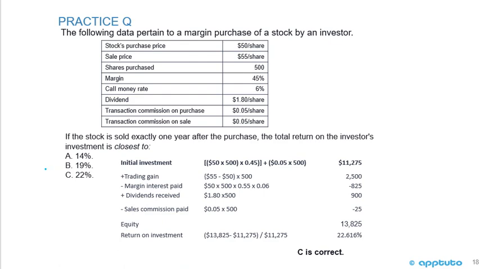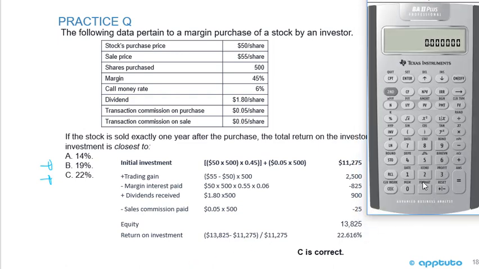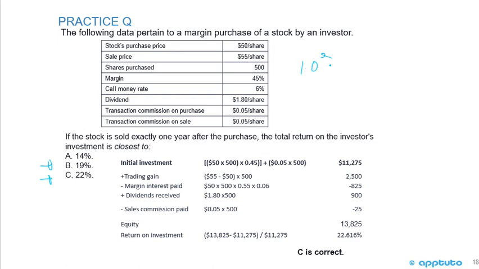So in this case, they're giving us two answers that are fairly close together, B and C. Now it's 19 and 22%. But let's see how our reality check works out. So we know that we sold at $55, and we're going to divide by our $50, minus 1, times 100. So we're going to have a price return of 10%, and we're going to multiply it by our leverage ratio.